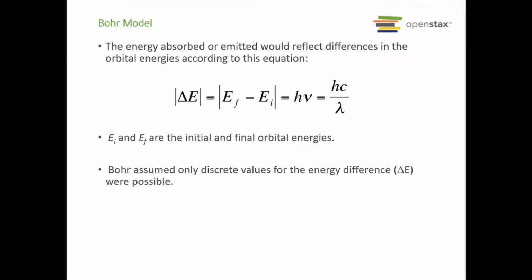The amount of energy that would have to be absorbed or emitted corresponds to Planck's equation. Delta E, so final energy minus initial energy, equals h nu, or hc over lambda. So these are the initial and final orbital energies, the energies required between two of these orbitals, or energy levels, that the electrons are at. And he also assumed only discrete values of delta E were possible, so only set whole numbers.